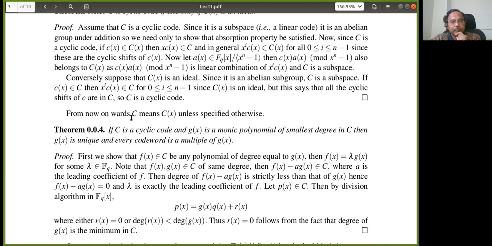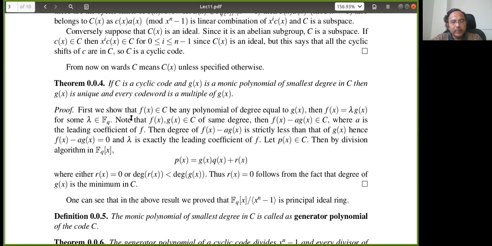That is the next theorem. Here I am going to show that F_q of x modulo x power n minus 1 is a principal ideal ring. A ring is said to be a principal ideal ring if every ideal is a principal ideal. So I will prove that this is a principal ideal, which means the ideal is generated by a single polynomial. That polynomial I am calling the generator polynomial.